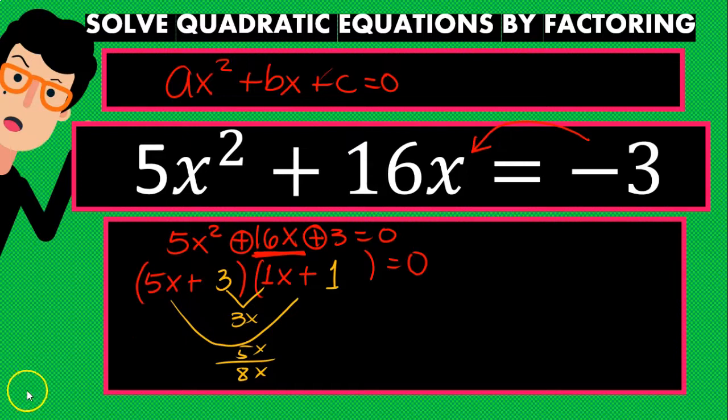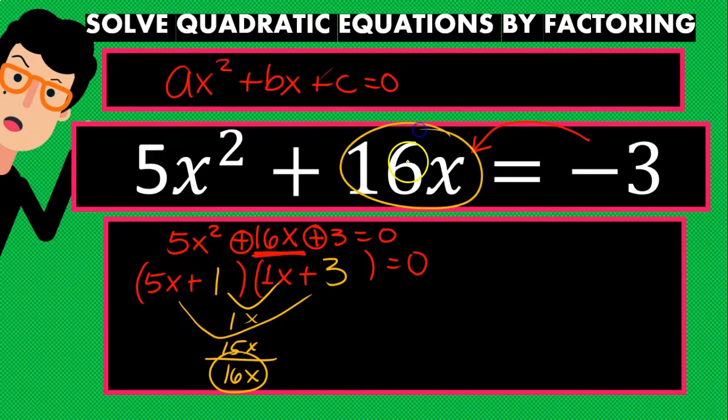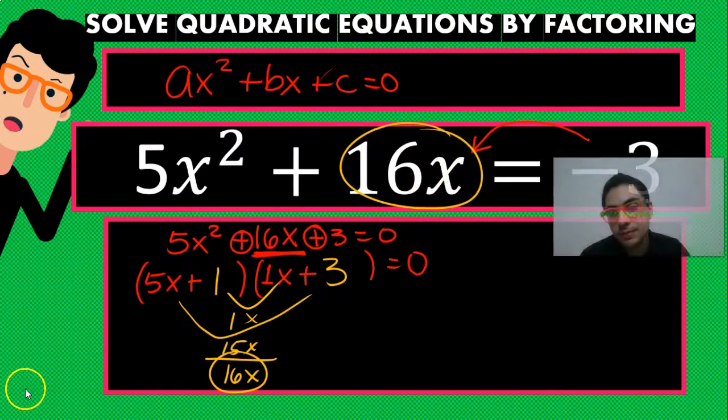Now let's try the other way around. Now that we have tried it, we have 1 times 1 is 1x, and then 5 times 3 is going to be 15x. So the addition of 1x plus 15x is going to be 16x. So that means that we have found what we were looking for, that's 16.